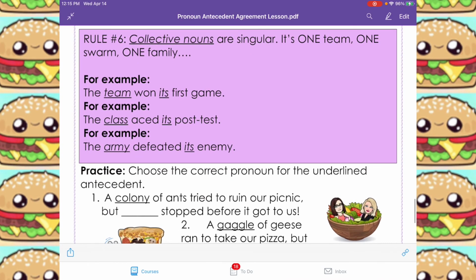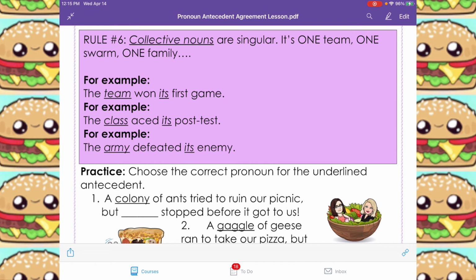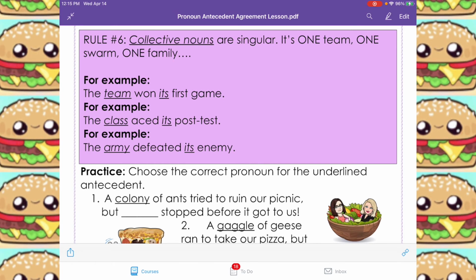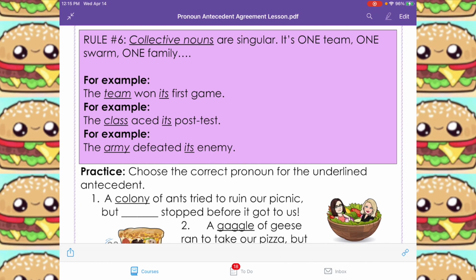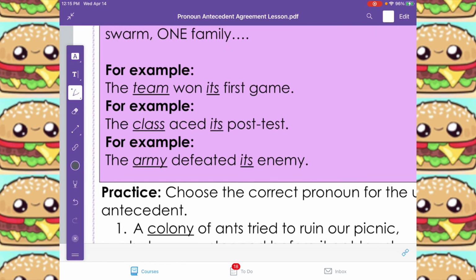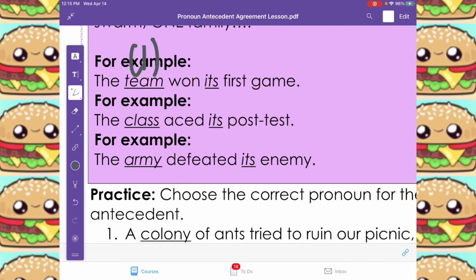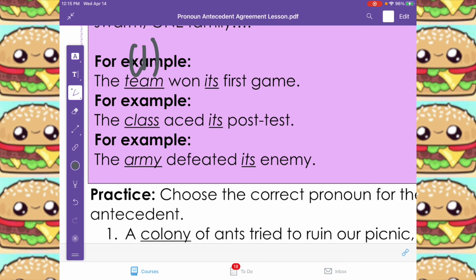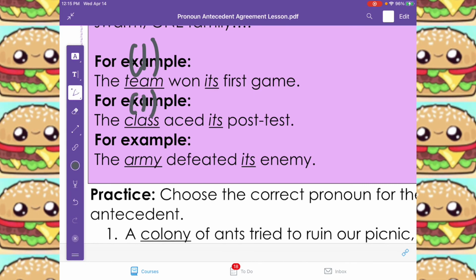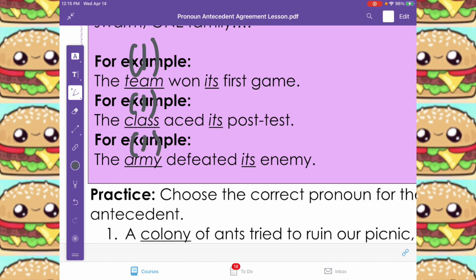All right, last section, which is rule number 6, collective nouns. Collective nouns are groups of items working together as one singular unit. For example, the team won its first game. How many teams are we talking about? 1, so it's singular. The class aced its post-test. How many classes? 1, singular. The army defeated its enemy. How many armies? One, singular.